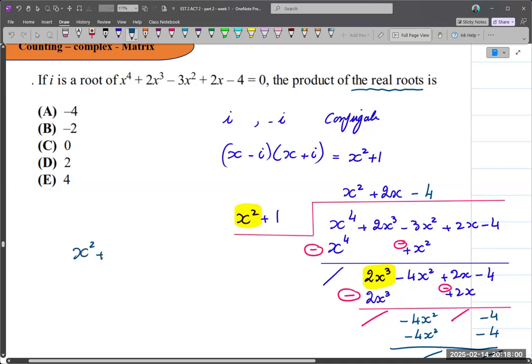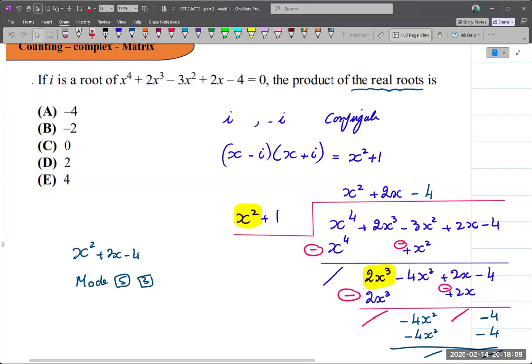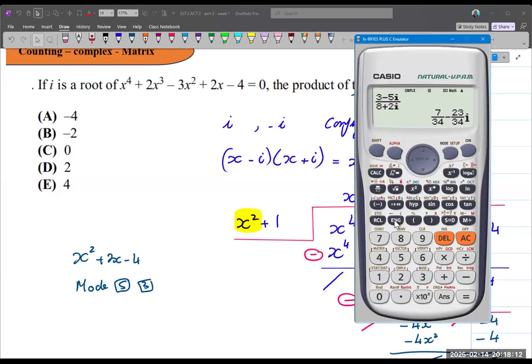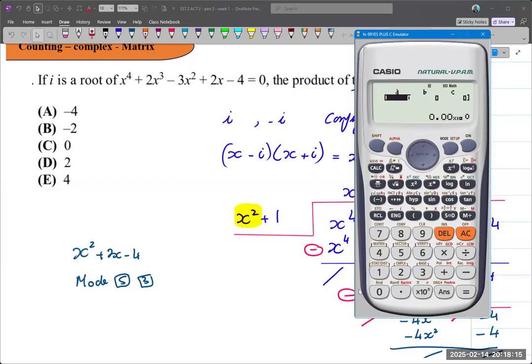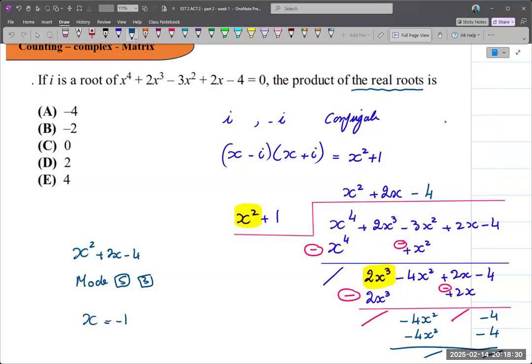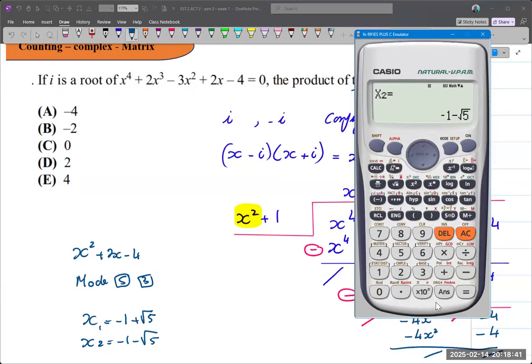We take x squared plus 2x minus 4 and we can use mode 5 3 on the calculator like this. So we have mode 5 3 and we will enter the coefficients 1, 2 and negative 4. And like this, our first root is minus 1 plus root 5. This is a real root. Minus 1 plus root 5. And the other one will be minus 1 minus root 5, as you can see on the calculator.